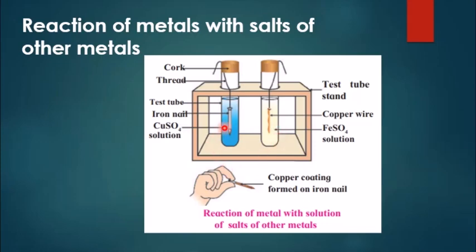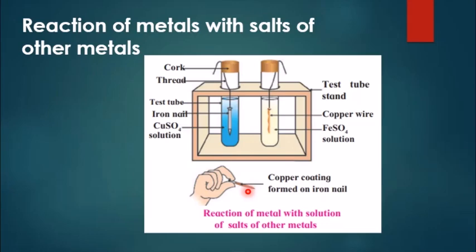Now here we are putting an iron nail in this test tube, and in this we are putting a copper wire in the ferrous sulfate solution. Now these are both opposite. This is copper sulfate. Copper sulfate is the salt, and this is the iron nail. Here is ferrous sulfate. Ferrous sulfate is the metal salt, and we have the copper wire here. Now, when you remove this copper wire and the iron nail after some time, we will see that on the iron nail, a copper coating is formed.